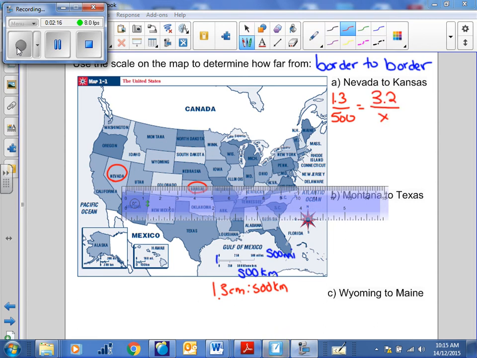X goes on the bottom because I'm changing that to kilometers. And now I cross multiply. 1.3 times x is 1.3x. 500 times 3.2 is 1,600. Divide by 1.3. Divide by 1.3. And I get roughly 1,230.8 if I round up kilometers.